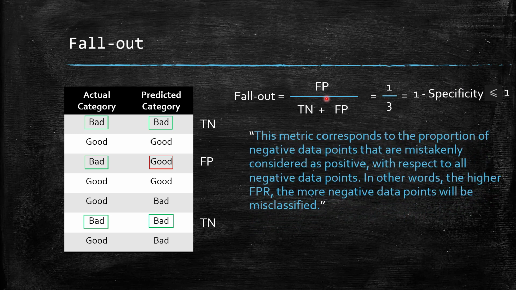Now what does this particular metric correspond to? It corresponds to the negative data points that are mistakenly considered as positive. So the higher the fallout, the more negative data points we will be misclassifying. We will not do really well on the negative class classification when my fallout rate is very high. Okay, so this is called the false positive rate. Now this actually is the x-axis of our ROC curve.